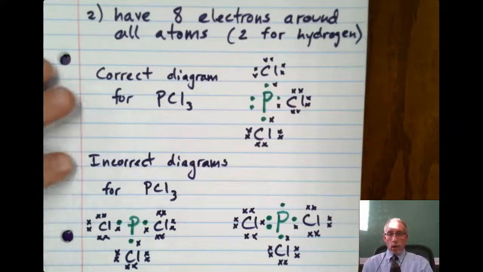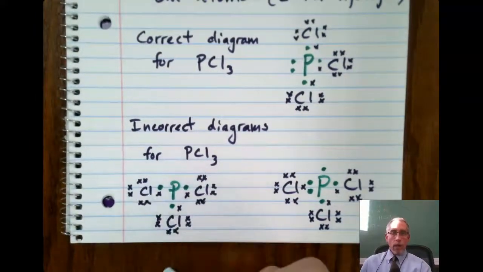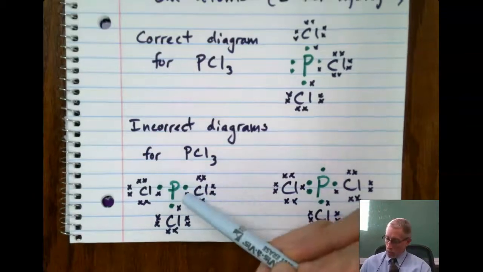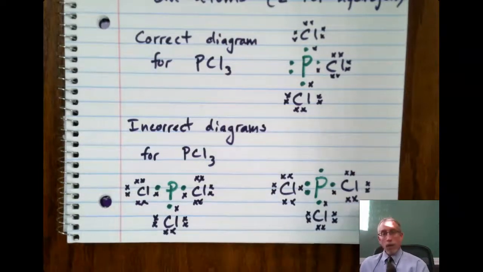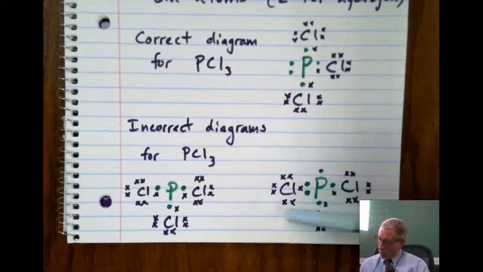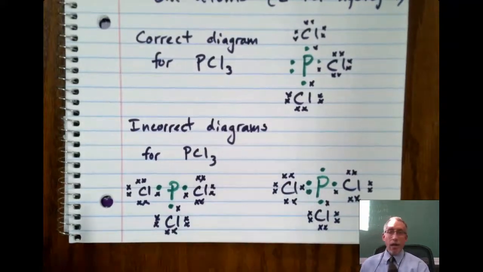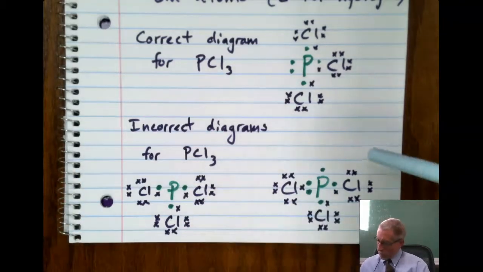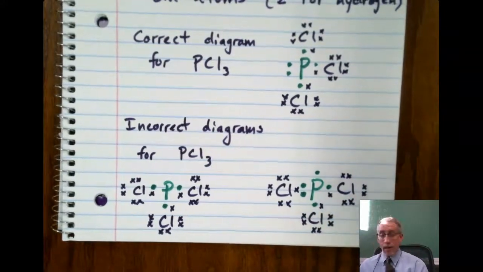All right? So on this one here, the chlorines have a share of 8, but the phosphorus, if you count, only has 1, 2, 3, 4, 5, 6 around it. That's why it is not a correct diagram. And on this one here, we've got the correct number of electrons, but if you look around the chlorine here, there are 1, 2, 3, 4, 5, 6, 7, 8, 9. 9 electrons. That's not the right number. And if you look around the phosphorus, it's got 1, 2, 3, 4, 5, 6, 7, 8. It looks like it's okay.